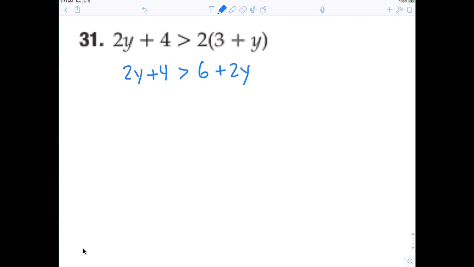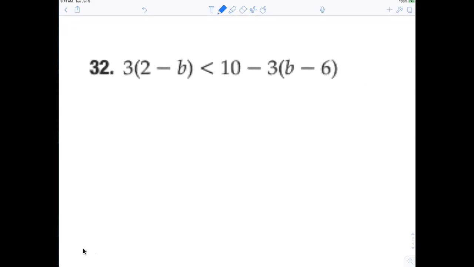Let's see if you're correct, though. What happens to the two y's? They cancel. So now all you're doing is saying whether or not 4 is greater than 6. It is not. Therefore, you know it is no solution. No solution. All right, moving on. We're almost done.